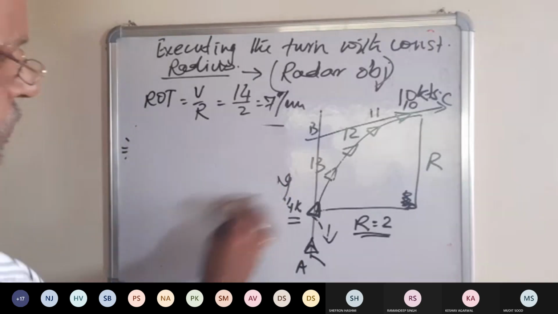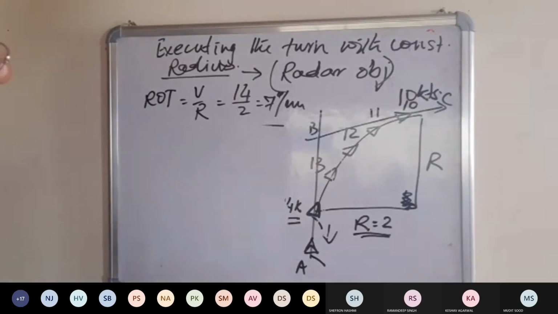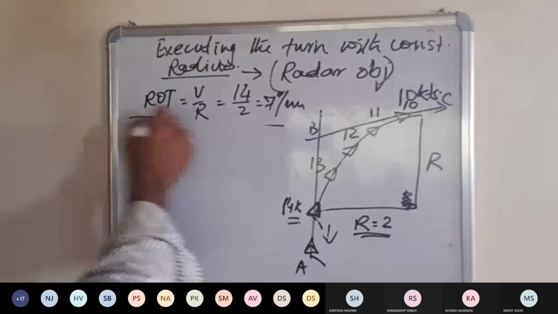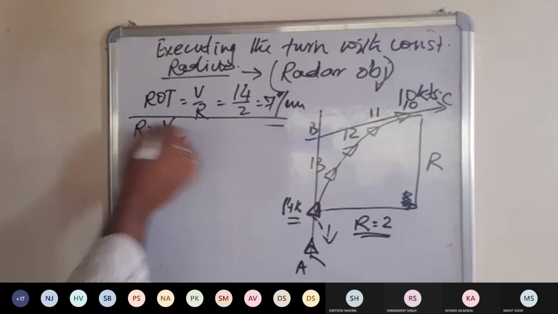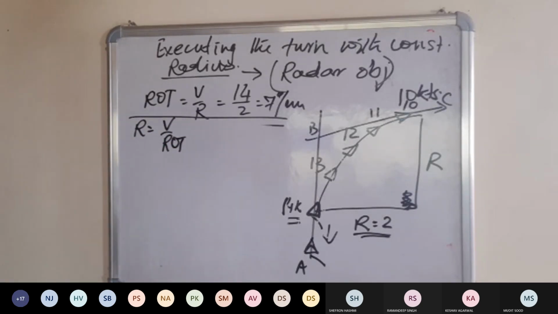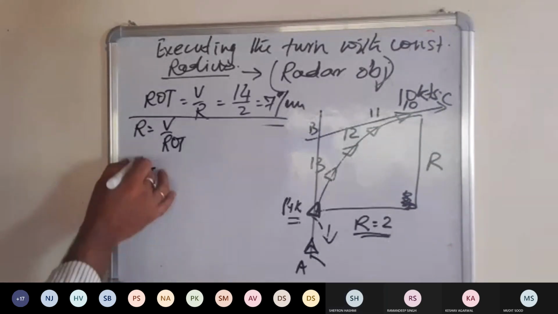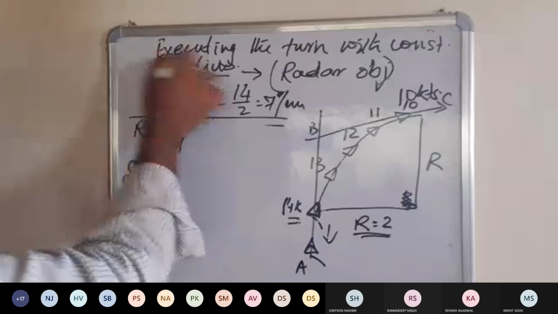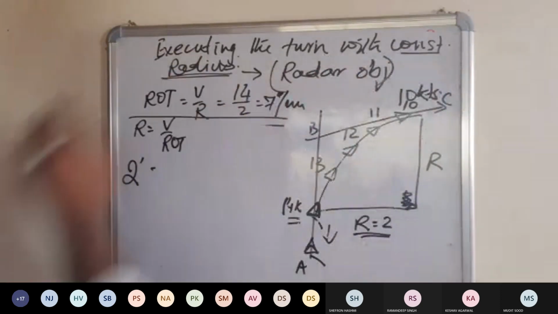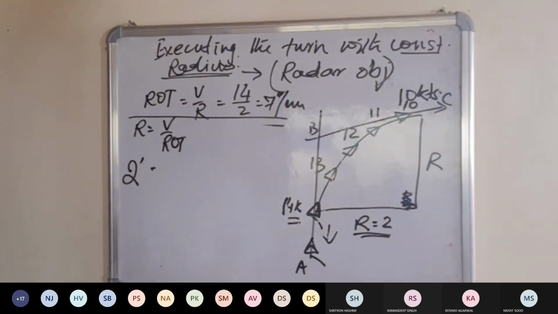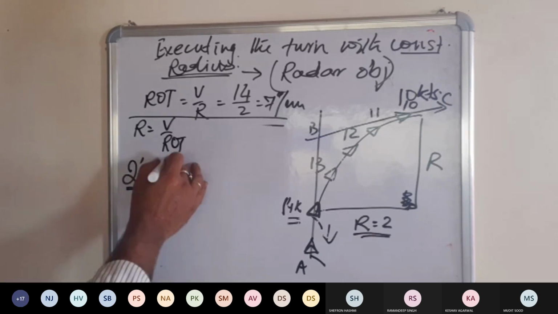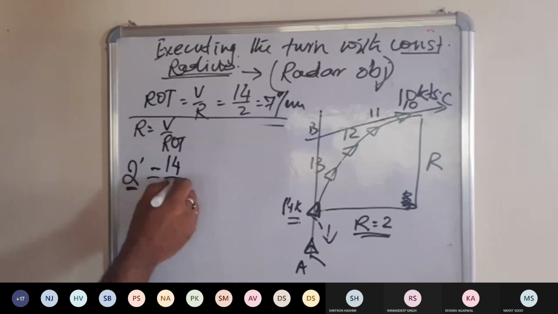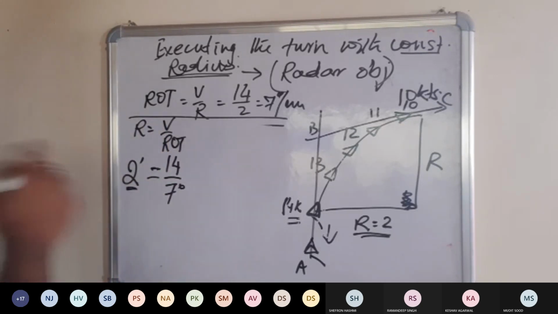So going by this situation, if ROT was so and so, R is equal to V by ROT. Is that correct or not? Yes, sir. Okay. So the radius that we require is 2 miles. We are turning with constant radius. That means the radius has to be 2 miles. When it was 14 knots, ROT was 7 degrees. Very good. We are getting this situation.